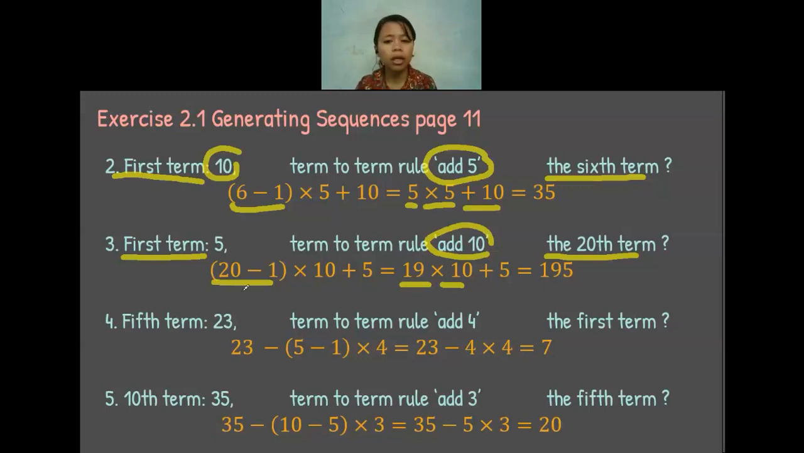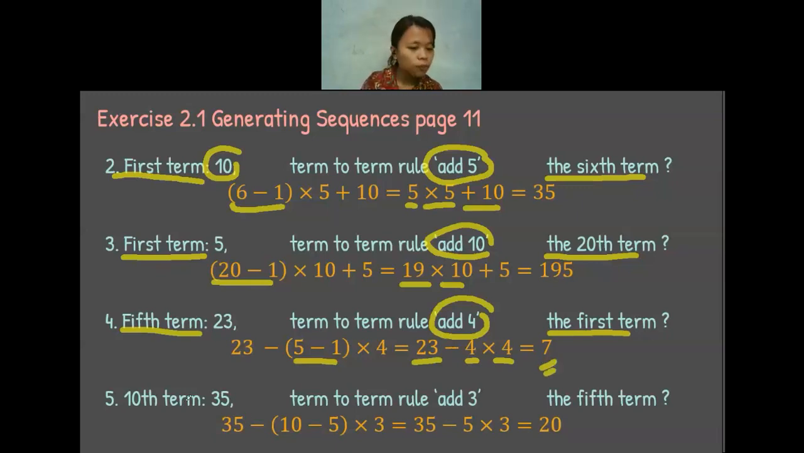No? Okay, no one asked me anything through the chat box, so I will assume that most of you already understand. For question 4, we have the fifth term, and we have to find the first term. Same as before, we find the difference between 5 and 1. The difference is 4. After that, we multiply it by the term-to-term rule given, which is 4. So we do 4 times negative 4, which is equal to 16. And because we have to find the earlier one, we need to do subtraction. So we do 20 minus 16, which is equal to 7.